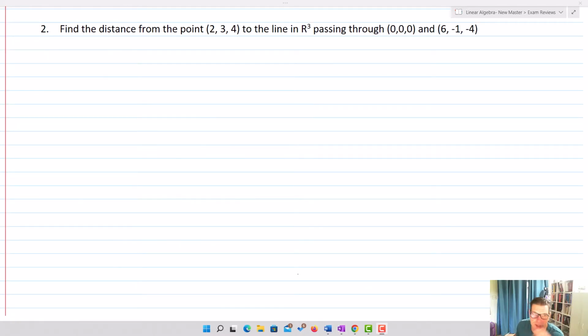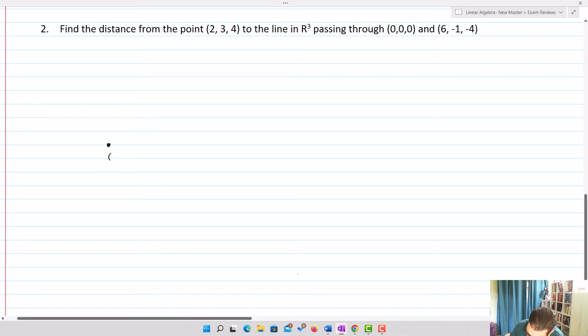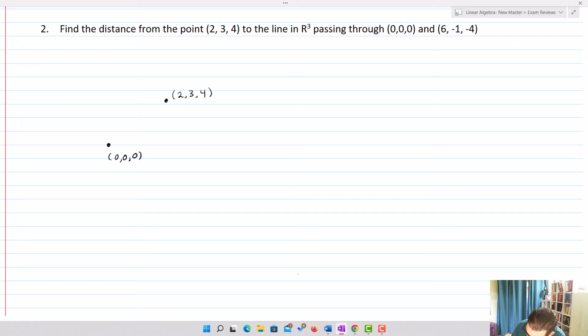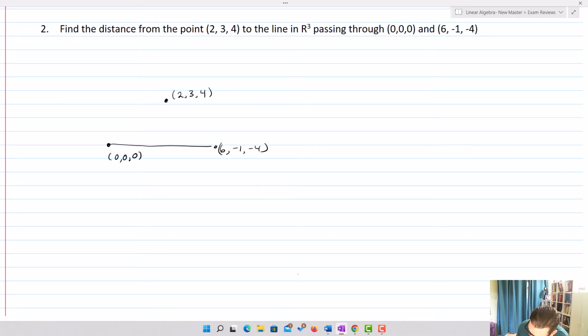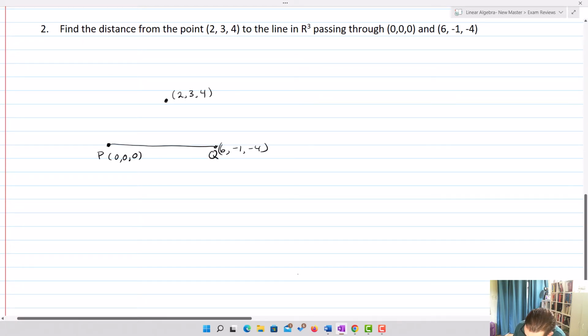All right, let's suppose we want to find the distance from the point 2, 3, 4 to the line in R3 passing through 0, 0, 0, and 6, negative 1, negative 4. So what I'm going to do is imagine I've got 0, 0, 0, and you don't have to actually draw the graph, but I'm just doing that for our purposes. And I'm going to imagine that I'm going to create a vector, and here's my point, by the way, 2, 3, 4. And then I'll have over here, this is 6, negative 1, negative 4. Okay? Just to be consistent with our book, this was P, this is Q, okay?